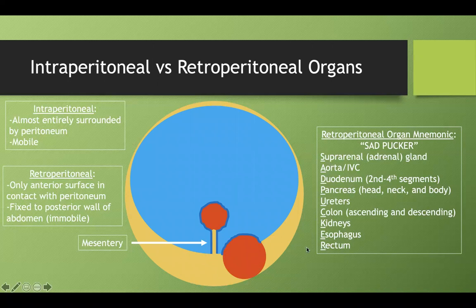As a good rule of thumb with mnemonics, I gave you both of these, but from a test taking perspective, it's smart to remember one and just know that the other is the other. So I would pick one or the other of these mnemonics. I like this mnemonic better because it reminds me of some of the retroperitoneal organs. And then I just assume that if it's not within this mnemonic, it's an intraperitoneal organ. So that's one of the good test taking tips that I would recommend going forward as well.